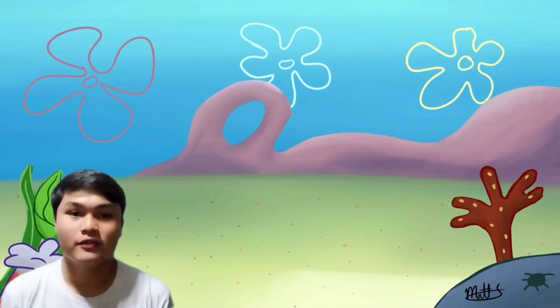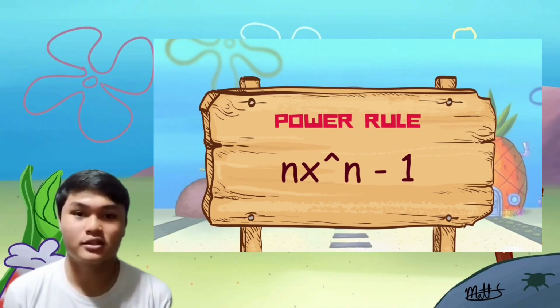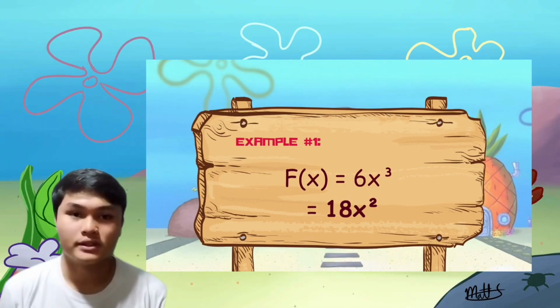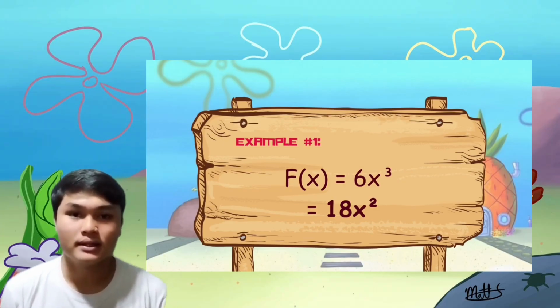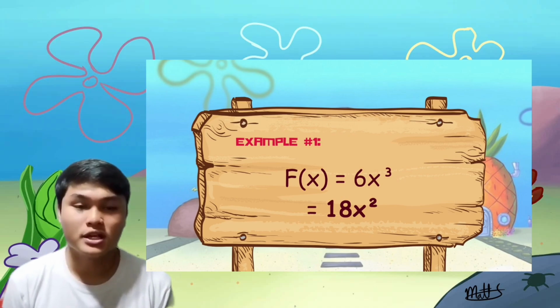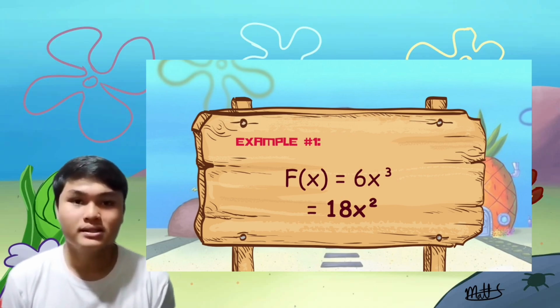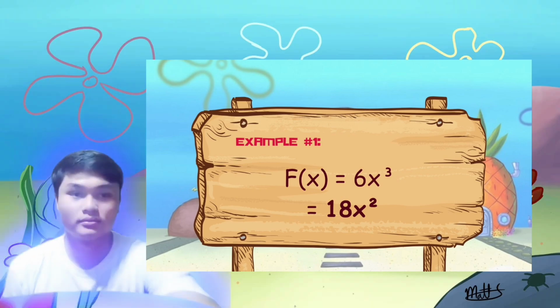To find the derivative of the function f of x equals 6x cubed, you need to apply the power rule. First, multiply the coefficient 6 by the exponent 3, which gives you 18. Then, reduce the exponent of x by 1, changing x cubed to x squared. Combining these steps, the derivative of f of x equals 6x cubed is 18x squared.